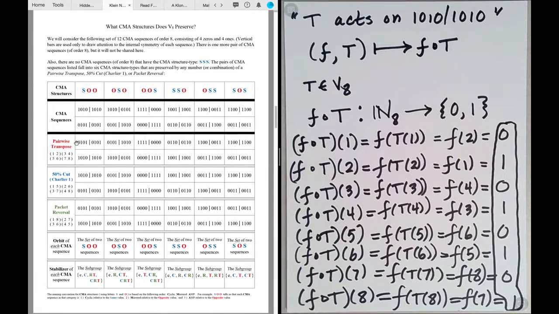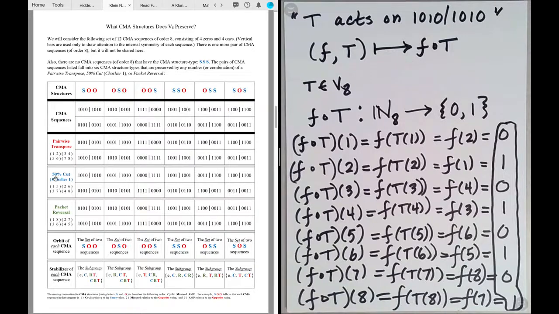Well, what we found here with the pairwise transpose is if we act upon the top one with the pairwise transpose, we get the inversion of that sequence. Well, it's probably not too surprising to think that if we acted on the inversion of this sequence by way of the pairwise transpose, we would get its inversion, which is the top sequence that we've been working with. Okay, and you can see that in the chart here.